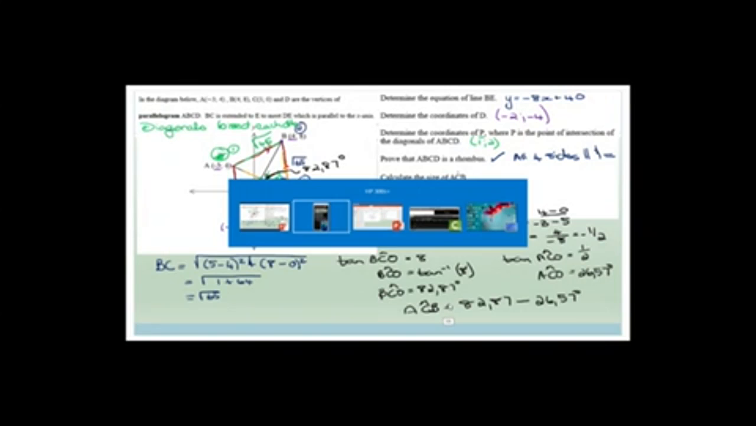So therefore we can work out what x is, which is the angle they want, ACB. ACB is equal to 82.87 minus 26.57 degrees, which is going to be 56.3 degrees. So this is 56.3 degrees. There you go. Now we know what that is.